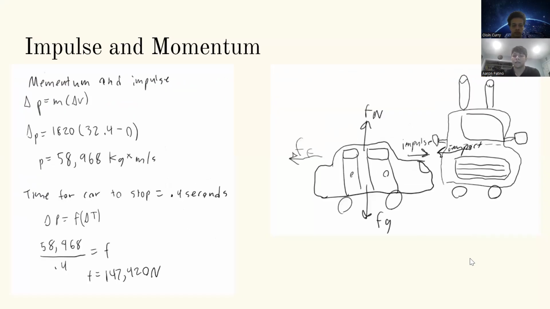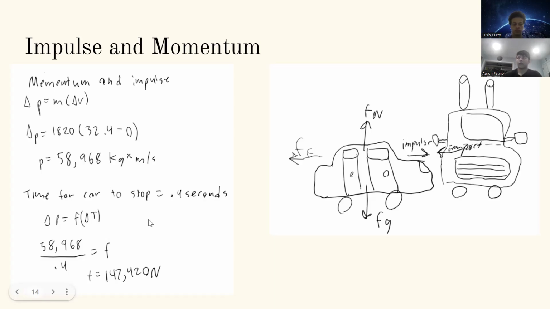An additional topic that we chose to implement was when the car collided, which you saw in the clip. We could find the momentum and the impulse. To find the momentum, we multiply the mass times the change in velocity. It would be the final velocity minus the initial velocity, but we know that the car started from rest, so we really just need the final velocity. We multiply that times the mass, and we get 58,968 kilogram meters per second.